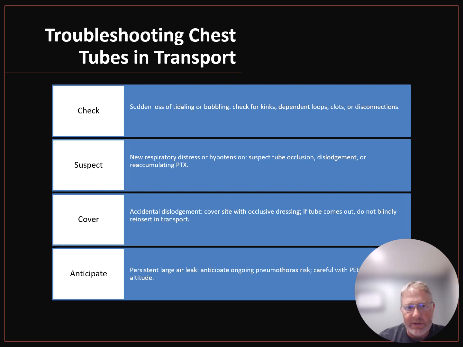A persistent large air leak should tell you that there's an ongoing communication between the airways and the pleural space. In those patients, be very careful with PEEP, be very careful with altitude, and be prepared for the possibility of a recurrent tension pneumothorax.